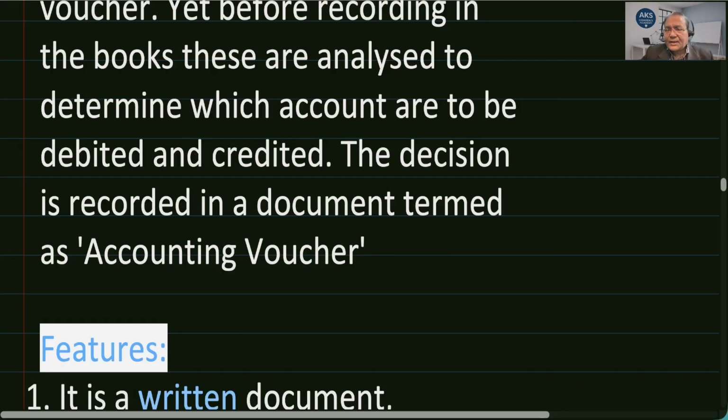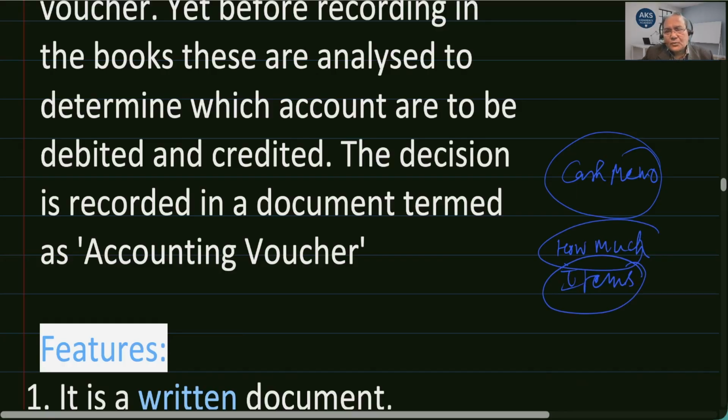So if there is a cash memo received, basis that, what information is available in the cash memo: how much cash is paid, and secondly what items were bought. Which account is to be debited and which account is to be credited is ultimately decided by the accountant, but he does not do it basis only the cash memo. He prepares an internal voucher called an accounting voucher, and then subsequently enters it in the books of account.